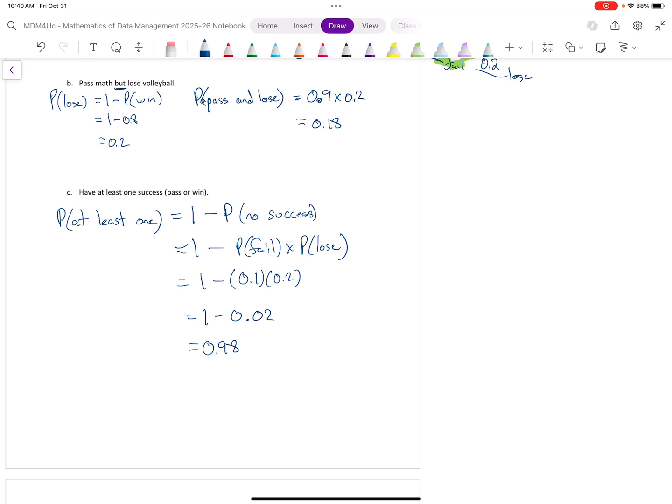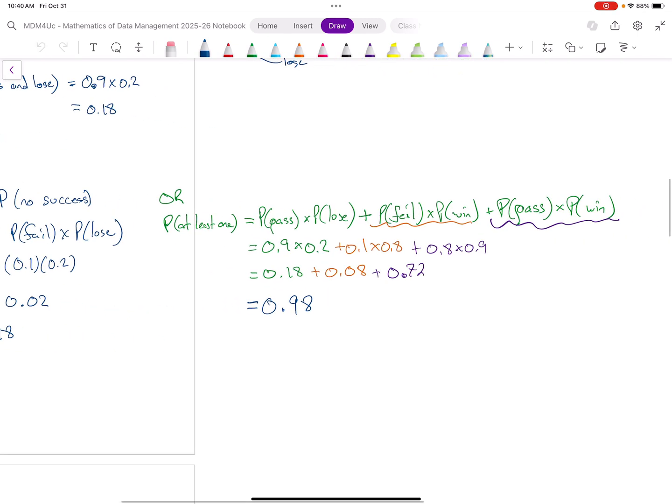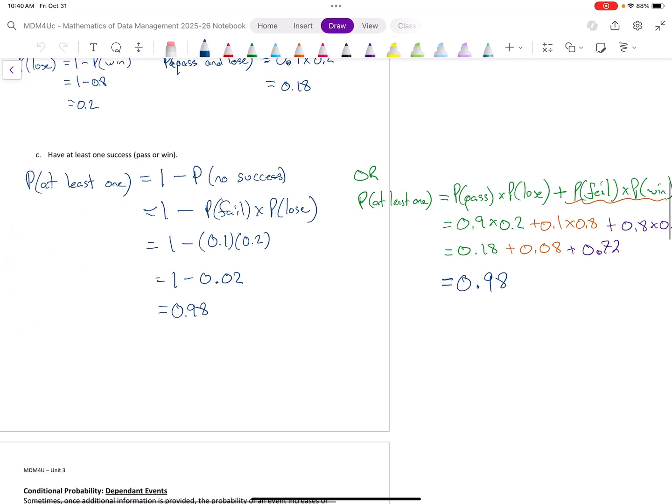And if you go the long way, you still get the same answer because everything is just simply adding up to 1. But this is what it would look like. You could go all three of those scenarios, pass, lose, fail, win, pass, win, and do all of those calculations as a separate thing. And obviously that's a lot more work than just doing the complement, which is 1 minus the probability of no success. So both ways work. Obviously one is quicker and easier than the other.